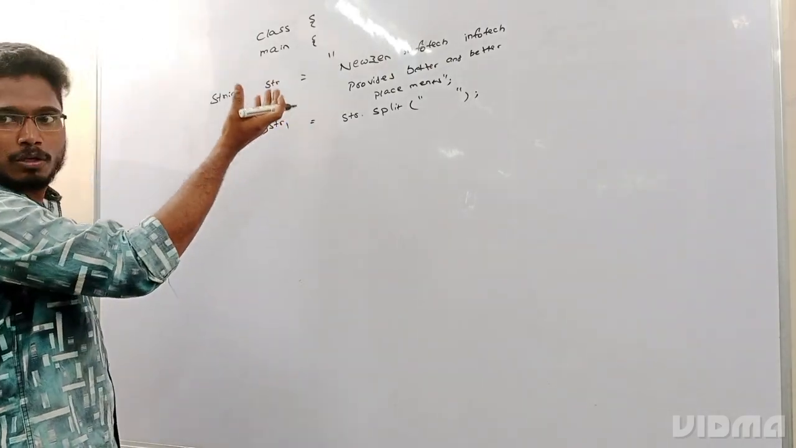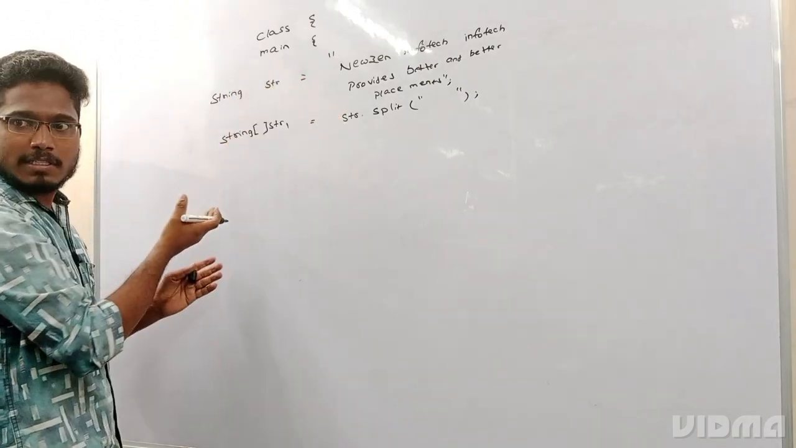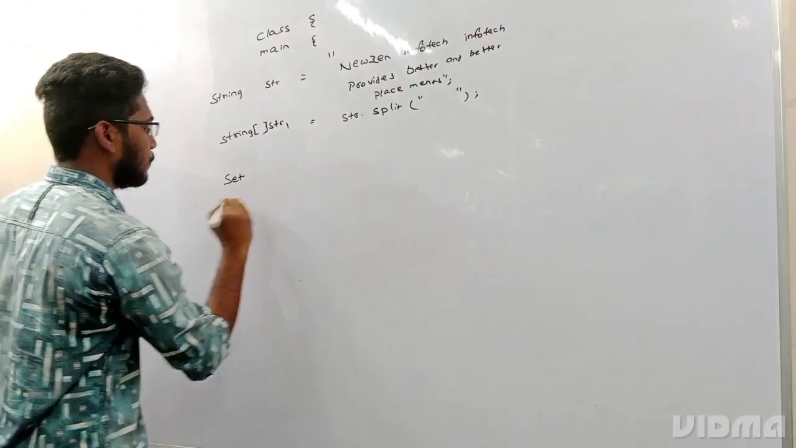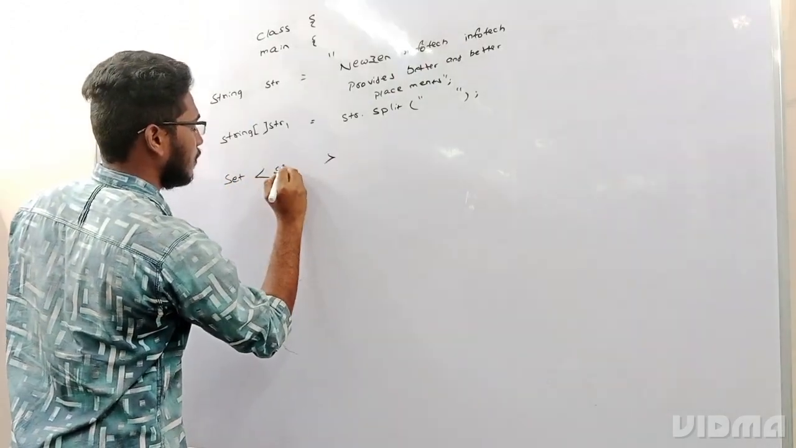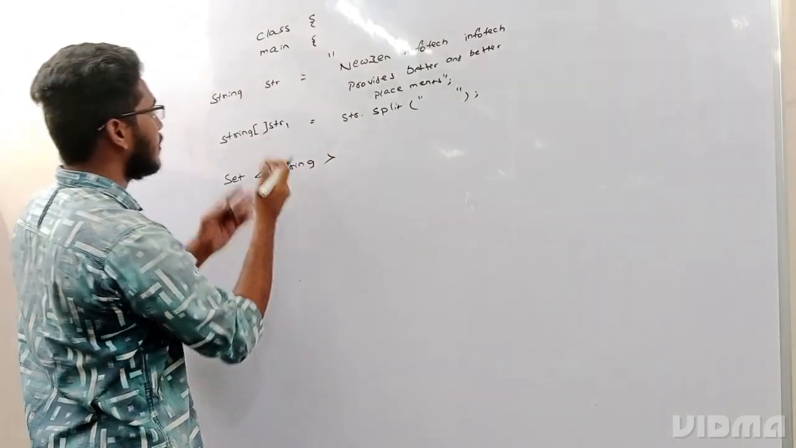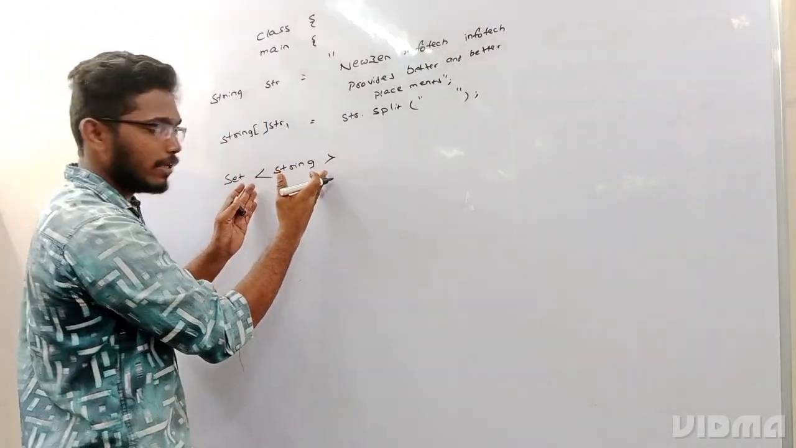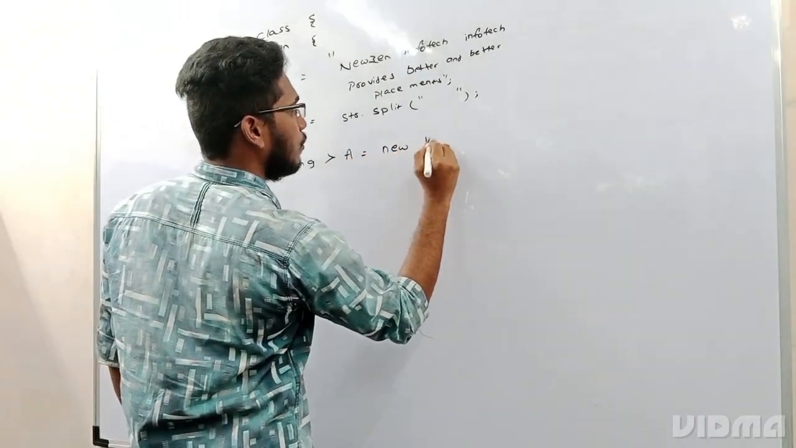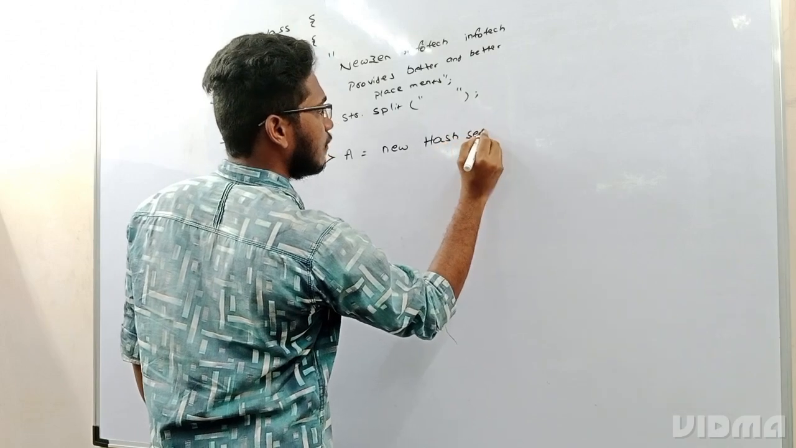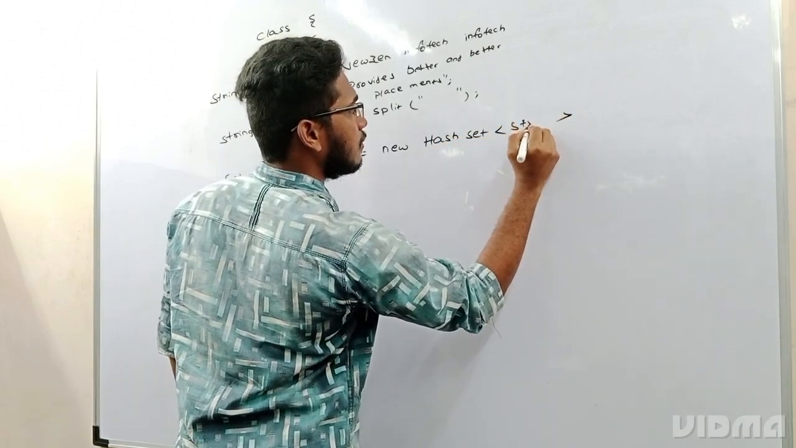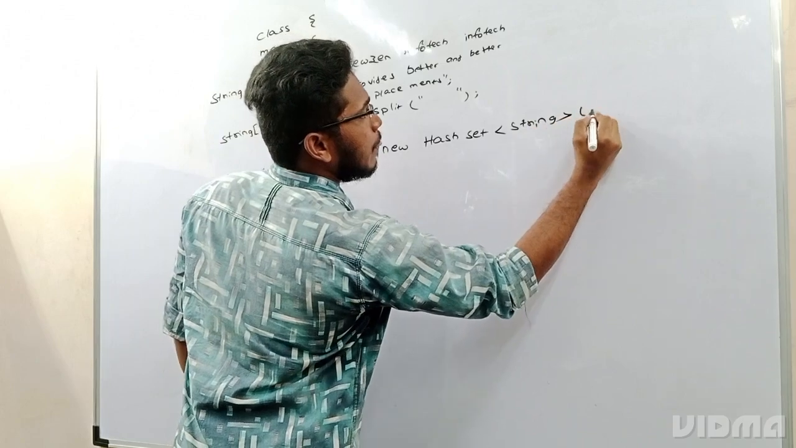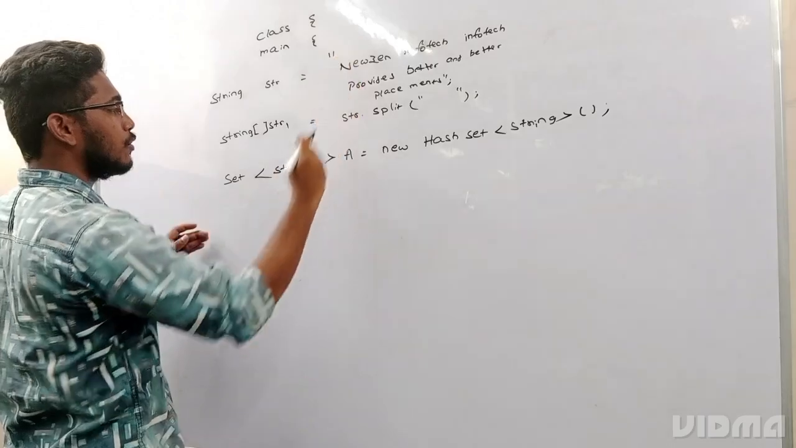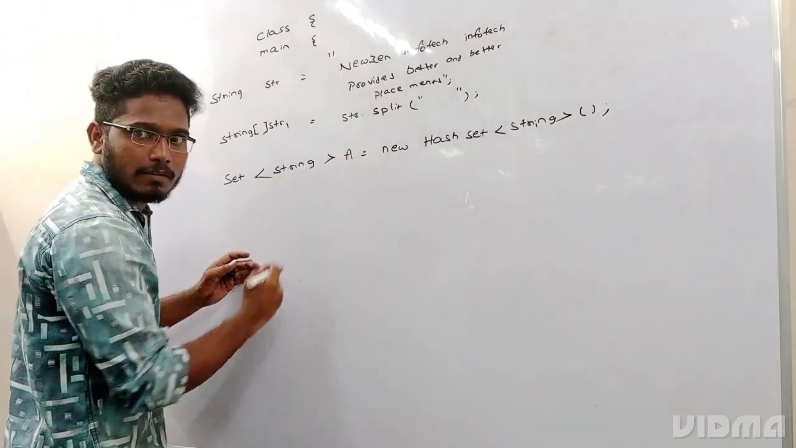Now I'll take a set, sir, because a set does not allow duplicate values, so I'll go with set operations to perform this action. Set, and as I'm taking strings, I'll give string as the generic type. Set a equals new HashSet of string object.